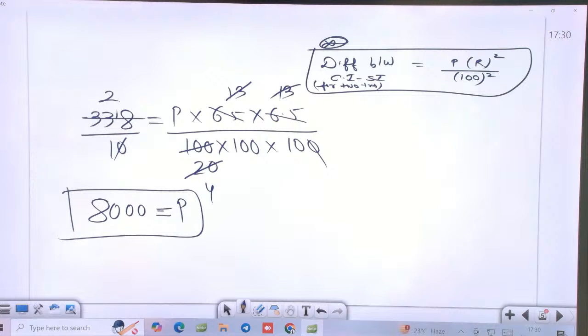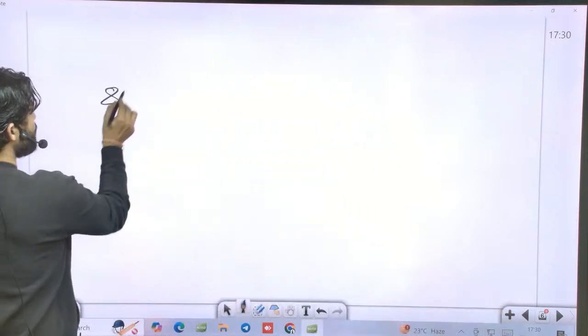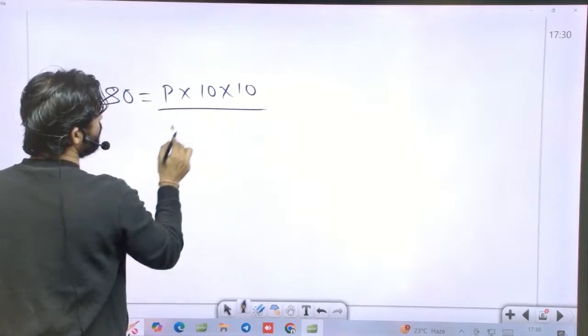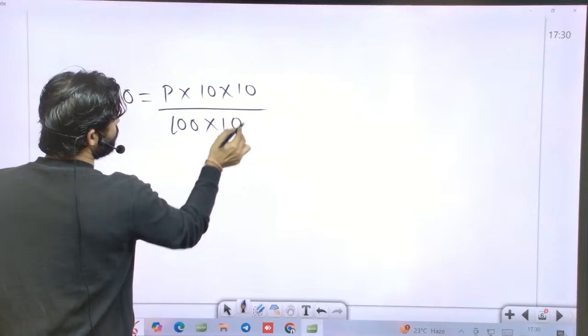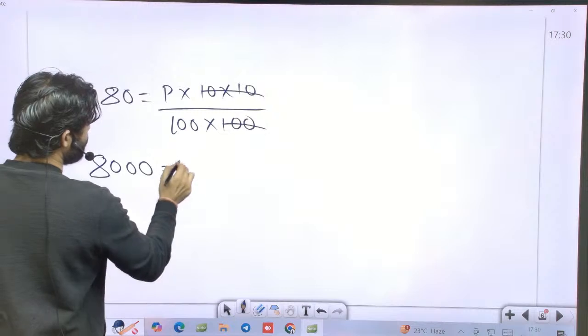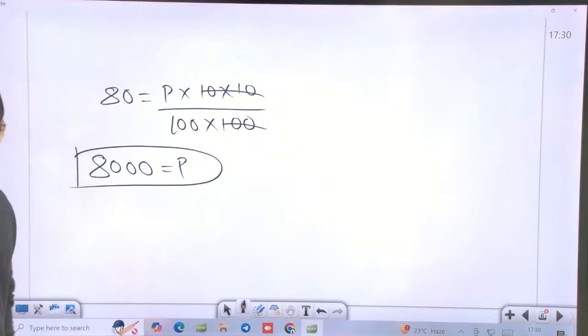No? Okay, then let's find the answers. The difference between the CI and SI on a sum of money lent at the rate of 10% for 2 years is 80 rupees. Find the sum. This is the question. You are getting the answer? Okay. So the difference is 80. We have to find the principal. The rate of interest is 10 into 10 and this is 100 into 100. So 100 is cancelled. So 80 into 100. Within seconds we are getting the answer. So the principal is 8,000.